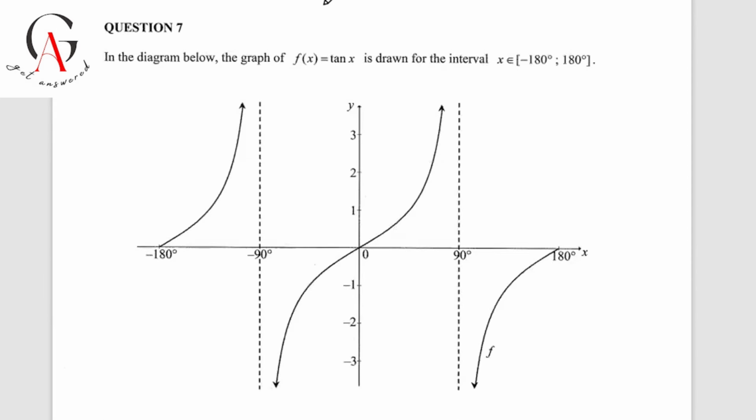Question 7, which is the tan graph. They're saying that the diagram below is the graph of f of x equals tan of x. It's given in the interval between negative 180 and positive 180. Can we write down the equation of the asymptote of f between 0 and 180? So an asymptote is just that line which the graph does not touch. Okay, 7.1, we're going to say that x is equal to 90 degrees.